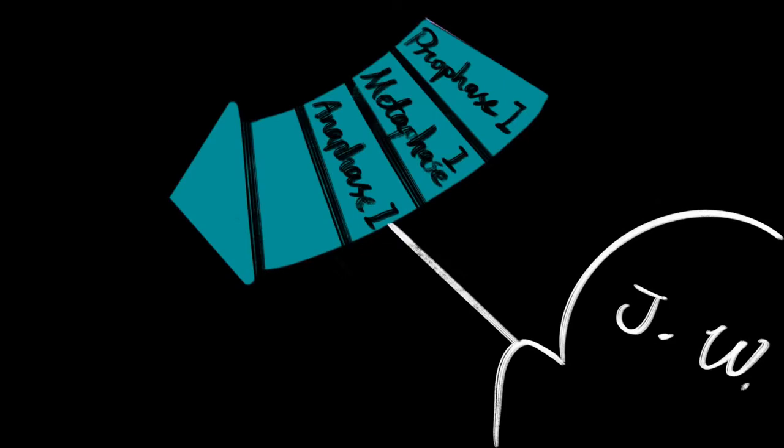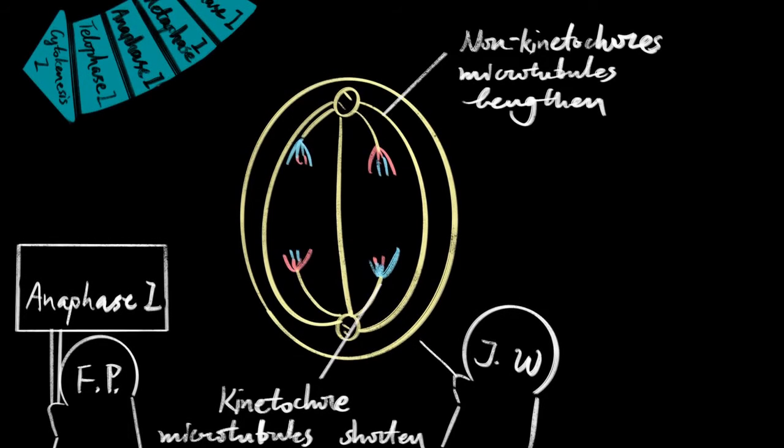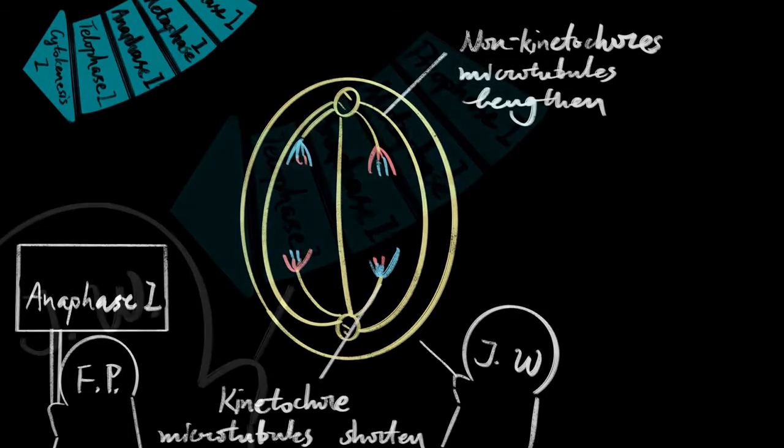Anaphase 1 is simple enough. The homologous paired chromosomes are then ripped in half, as the kinetochore microtubules pull from each other, and the non-kinetochore microtubules push each other, elongating the cell.